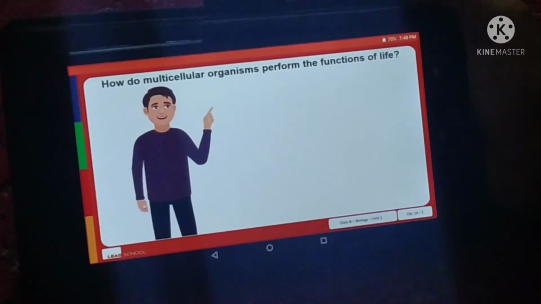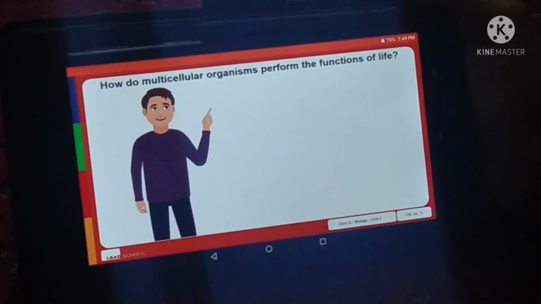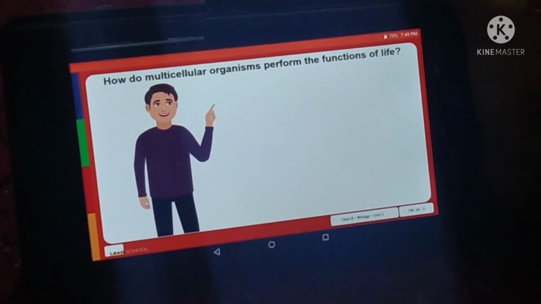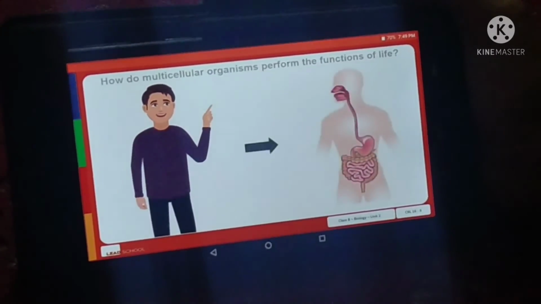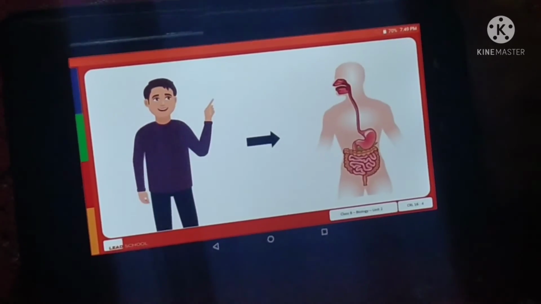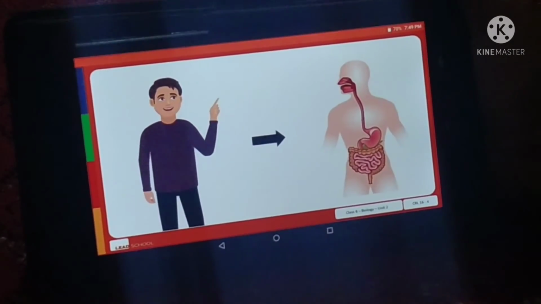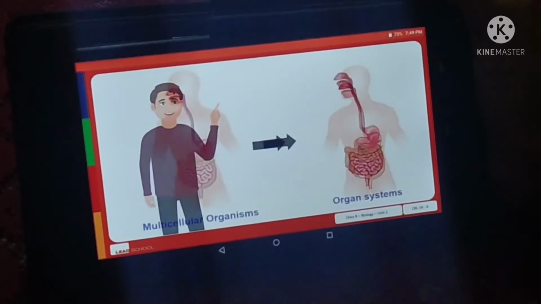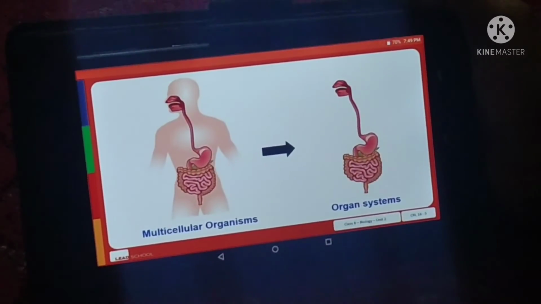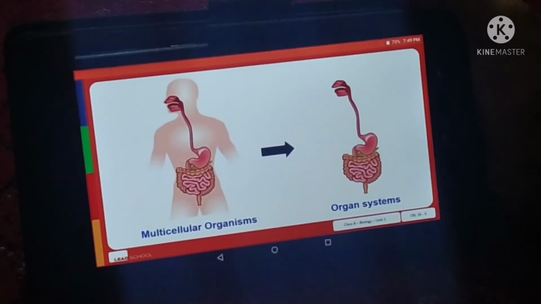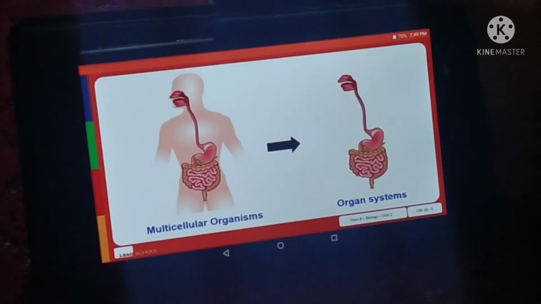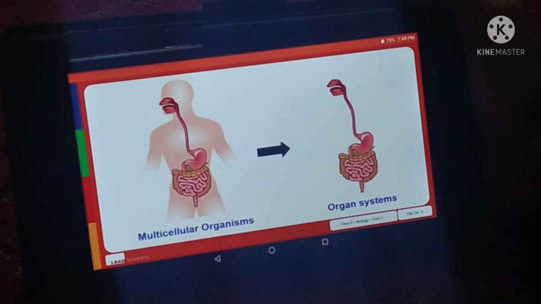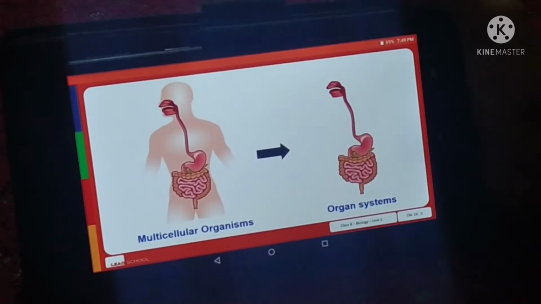Multicellular organisms are made up of trillions of cells. How do you think these cells perform the different functions of life? In multicellular organisms, different functions of life are performed by different organ systems. Human beings have various organ systems, such as the respiratory system for respiration, the digestive system for digestion, the excretory system for excretion, and so on.